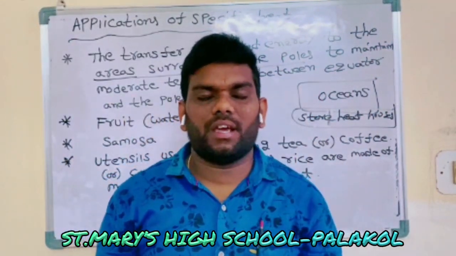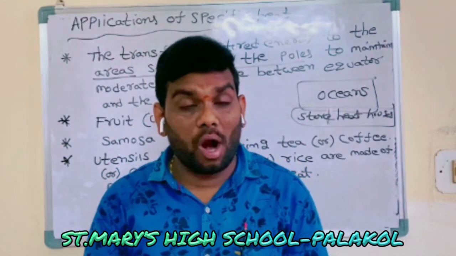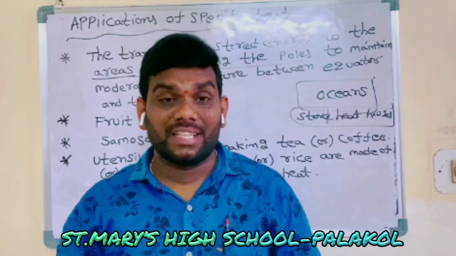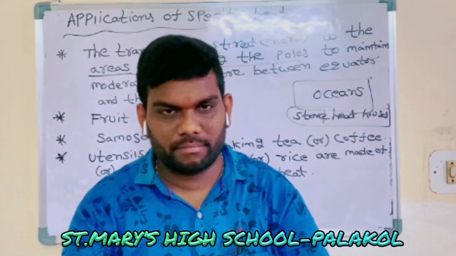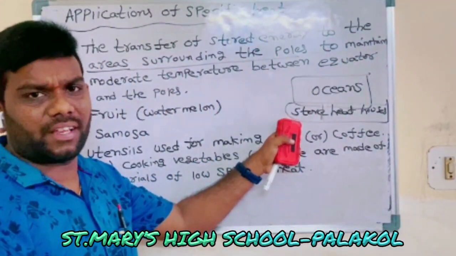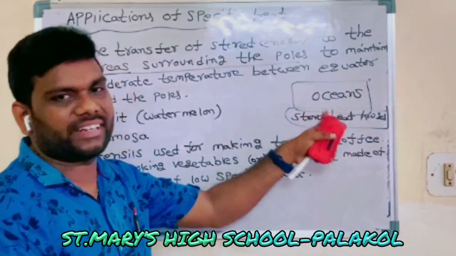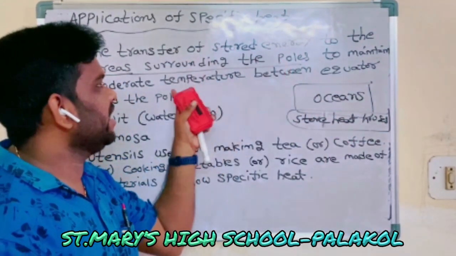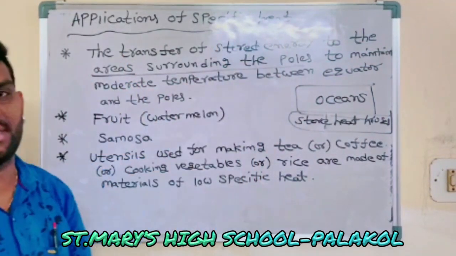It is one of the examples of application of specific heat. What is that? Water masses like oceans absorb so much large amount of sunlight to maintain constant temperature. That's why, because of the higher specific heat, the ocean stored heat houses act as transfer of this stored energy to the area surrounding the poles.